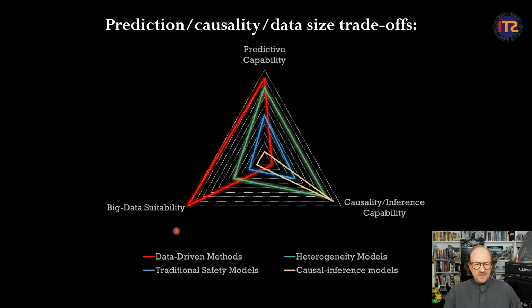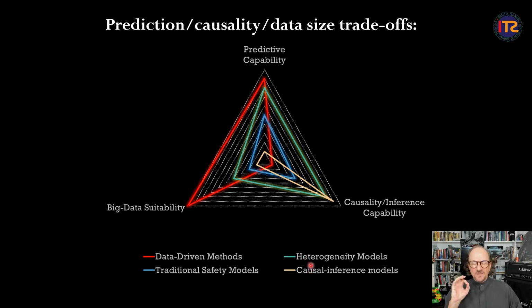So when we look here, let's first look at big data suitability. In this case, the data-driven methods, which are represented by the red line, have very good big data suitability, and they have excellent predictive capabilities, but they're very weak in causal inferences because it's hard to figure out what the causal effects are. When we look at traditional safety models, they have a little bit of predictive capability, not much big data suitability, and they uncover some causality.